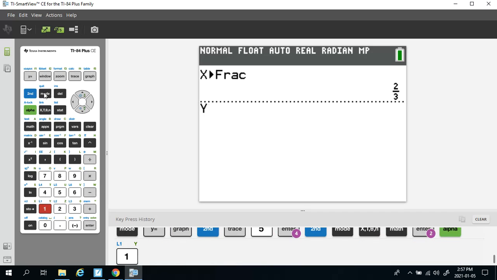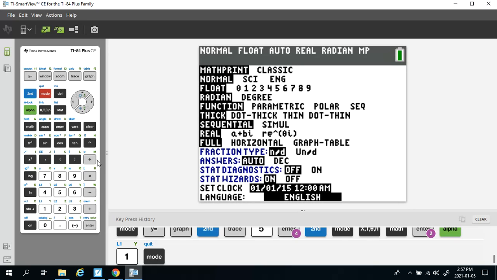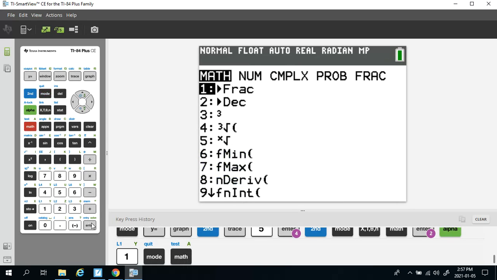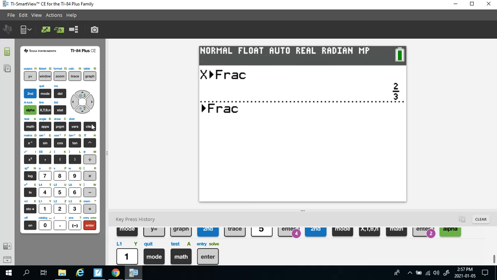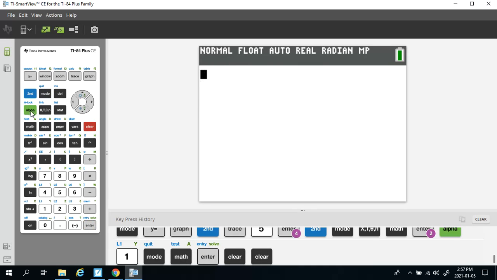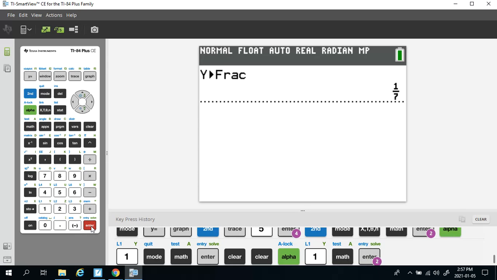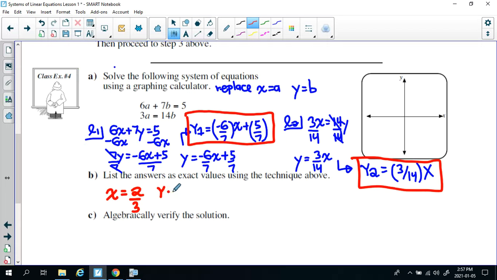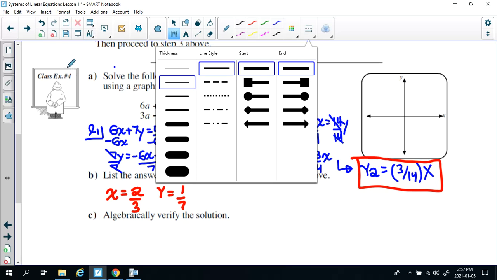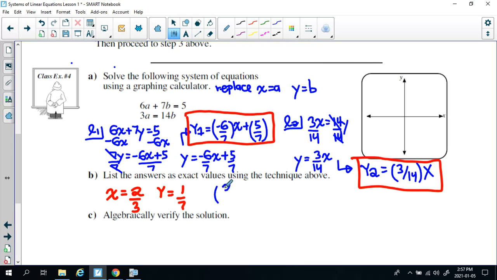And then we just use the fraction function again. So we'd hit math, 1 for fraction. Oh, what happened to my Y? Let's go back here. Okay, so let's go alpha, Y, and then math, fraction, and then hit enter. And then it turns it into a fraction for me, which is going to be 1/7. Okay, so we can go back to here, and then Y would be 1/7. Therefore, if I want to write this solution to the system as an ordered pair, you could write down 2/3 and 1/7.